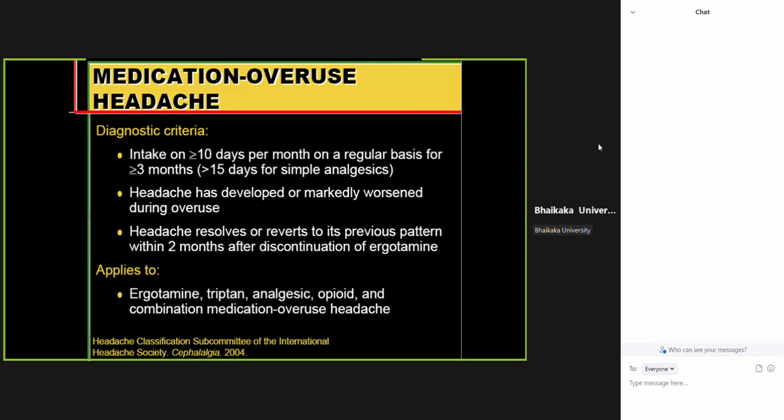What are the drugs which can cause this headache? So ergotamine, triptan. These are the two drugs which are used in migraine episodes. It's okay if you're not able to remember the names because you will be taught in pharmacology in detail. Along with that, simple analgesics like Voveran, diclofenac, opioid analgesics like tramadol, or a combination of medications can cause headache.